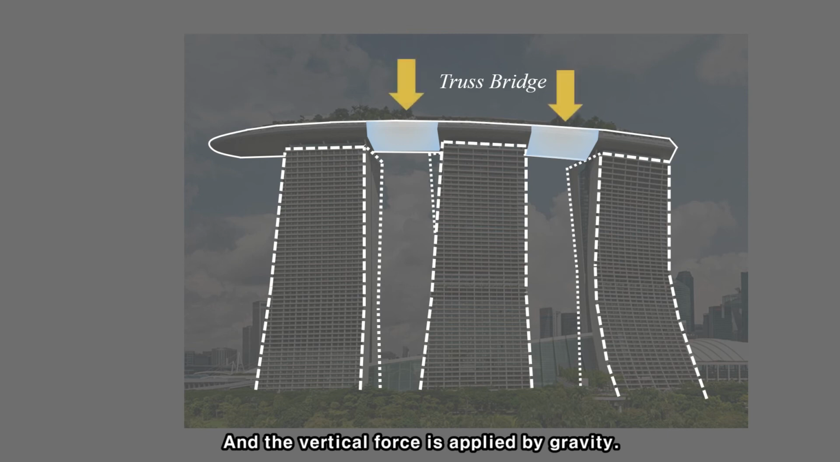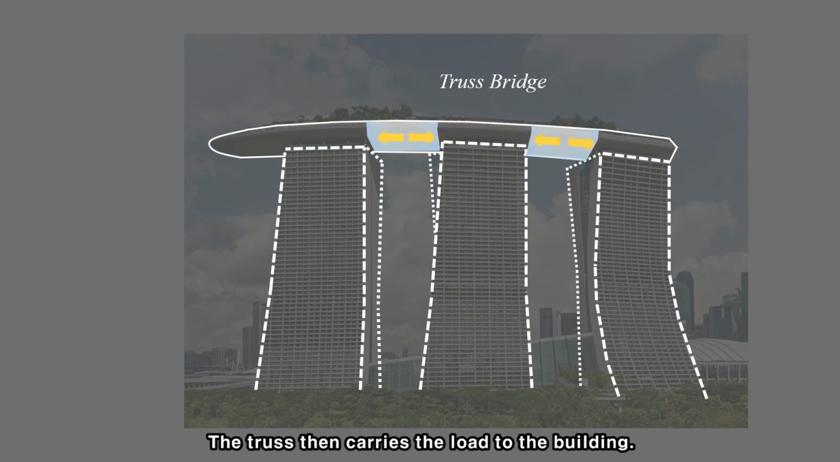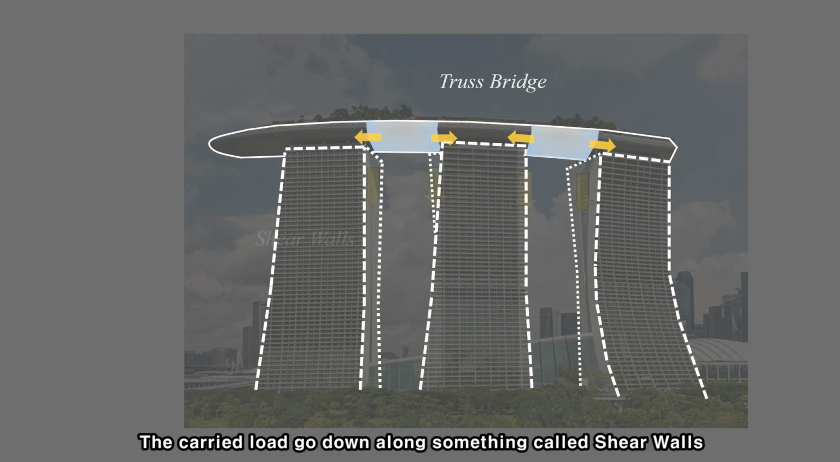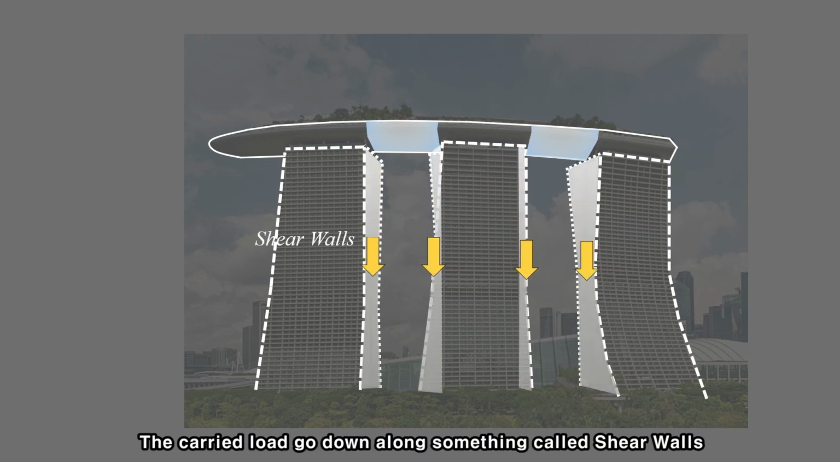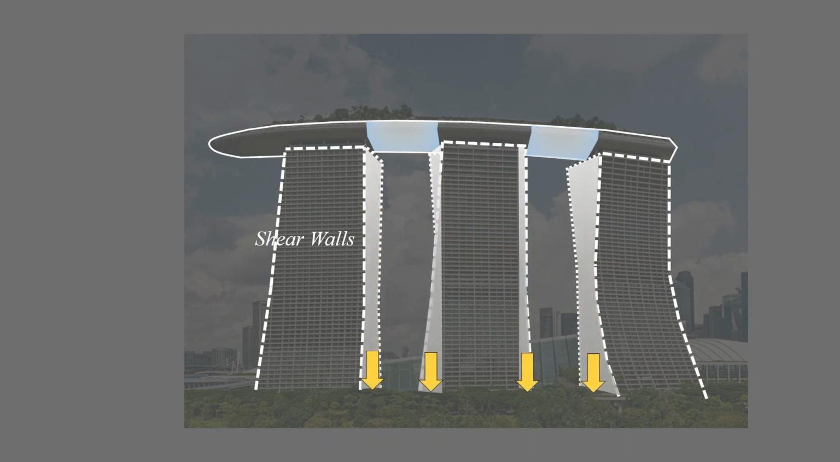And the vertical force is applied by gravity. The truss then carries the load to the building. The carried load goes down along the shear walls and is transferred to the foundation safely. As a result, they are kept safe.